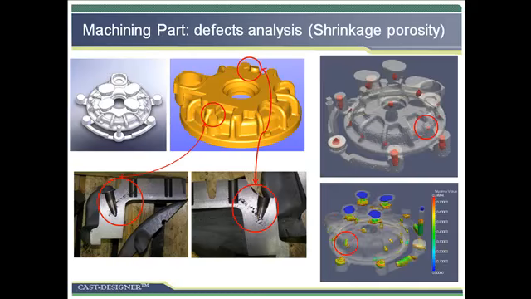And this is the comparison of the shrinkage pore and porosity of the real part with Cast-Designer's simulation result. The red circle highlighted the region with shrinkage pore on both the actual part and the simulation model. Such problems could be predicted very well, both the value and location.